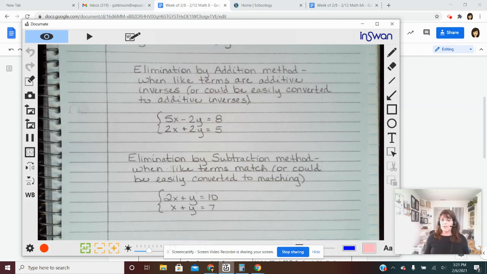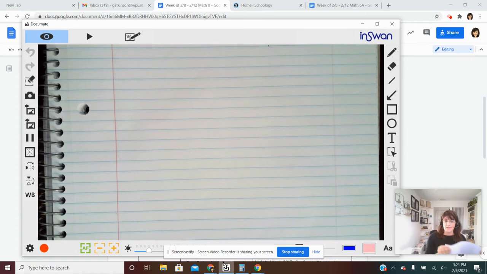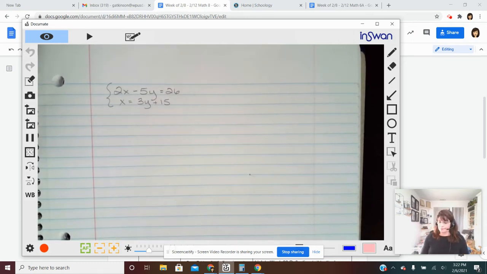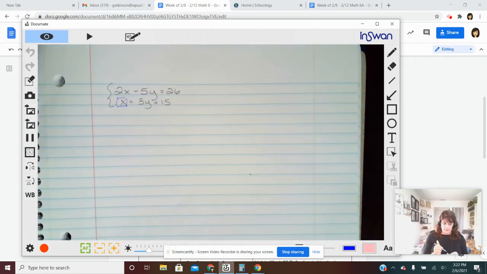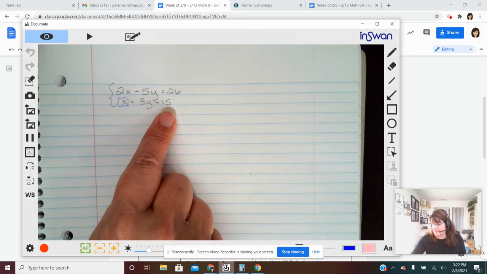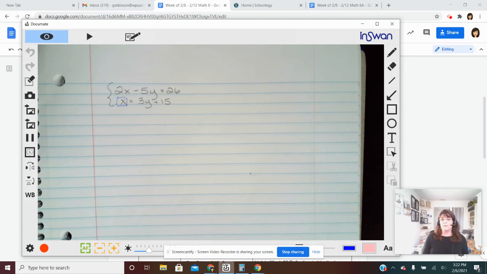Okay, so the next thing I want to do is just provide you with 2 more examples to help as you do a review today. So in this first example, we see that we have x already isolated. That tells me that I can use substitution method. I know that the value of x is 3y plus 15, so I can put that into the other equation, solve for y, and then come back and solve for x in a little bit.